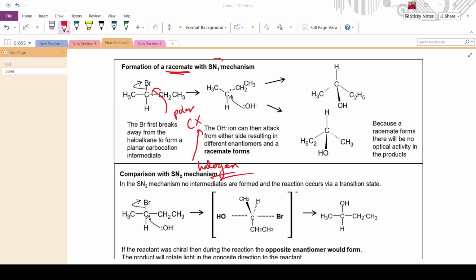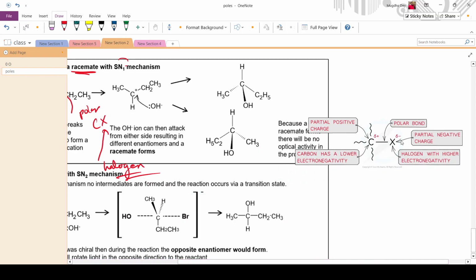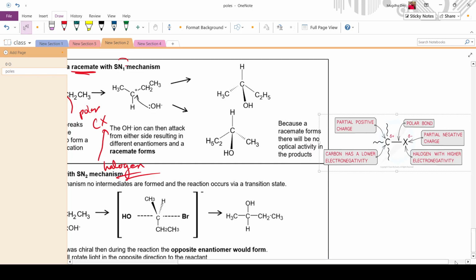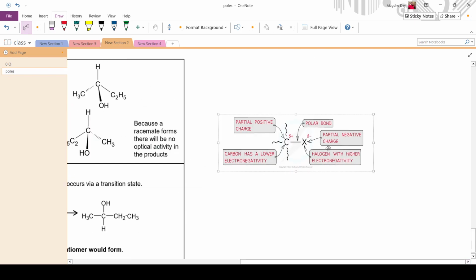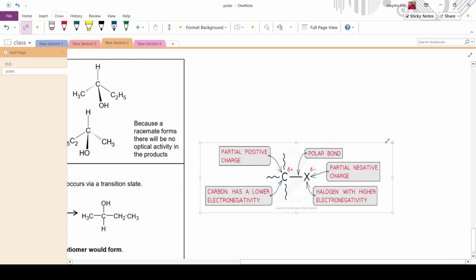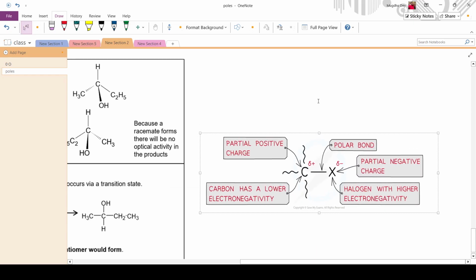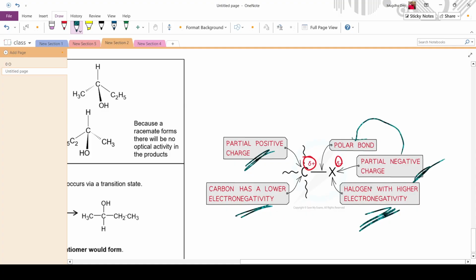And if I show you why it does, it's because of this. This is the C-X bond, okay? The X could be any halogen. In this case, they have shown bromine, but it could be any halogen. This is the polar bond, and due to it, the carbon will have a partial positive charge, while the halogen will have a partial negative charge. Since the carbon has a lower electronegativity and the halogen has a higher electronegativity, did you understand why it's a polar bond? First of all, it's due to the electronegativity difference. Second, there is partial positive and partial negative, all of which contribute to the bond being polar.